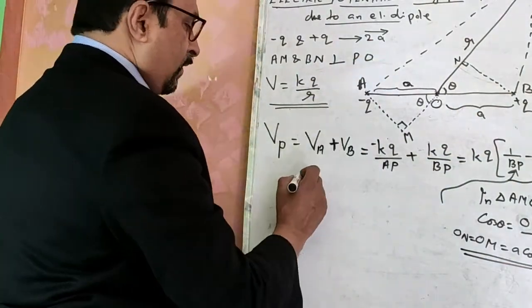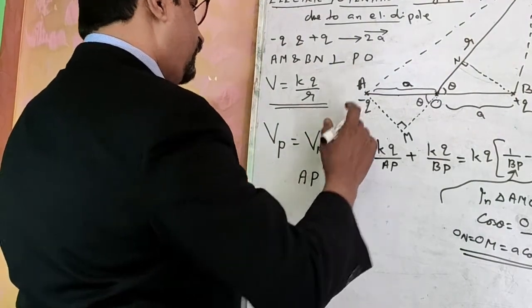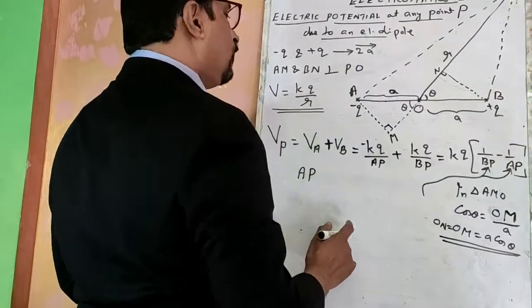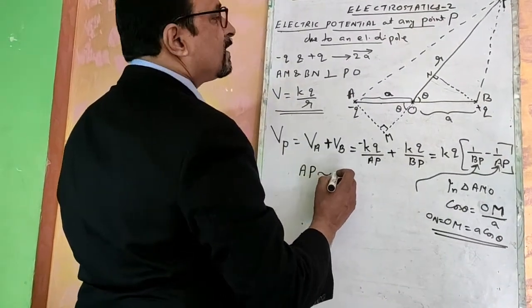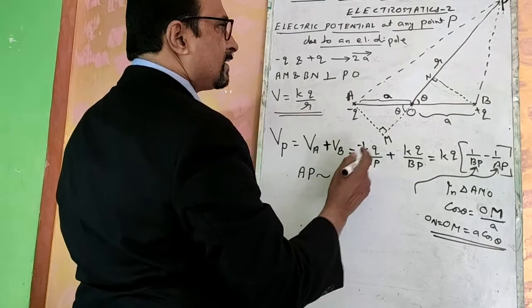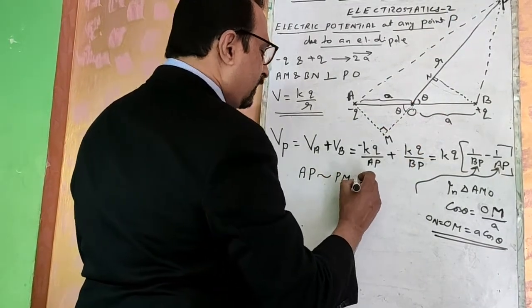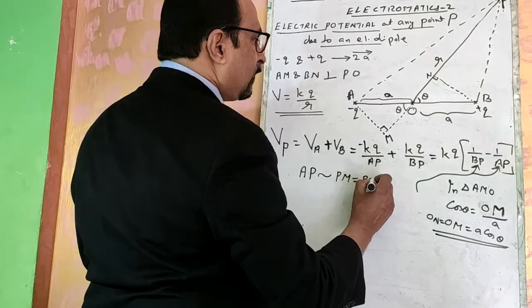Now see once again. Here see the diagram. If P is far away from O, P is a large distance from O, then your AP is approximately equal to, what is AP approximately equal to? PM. And the PM you can write PO plus OM.